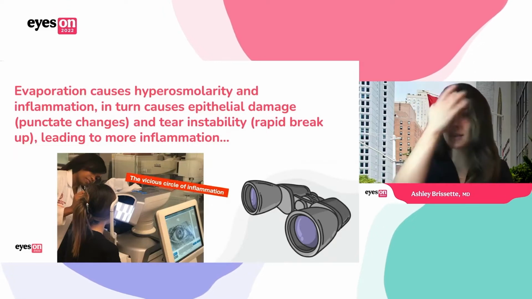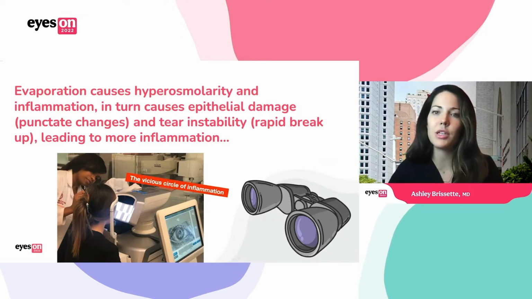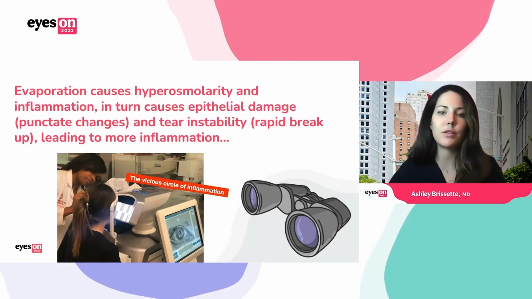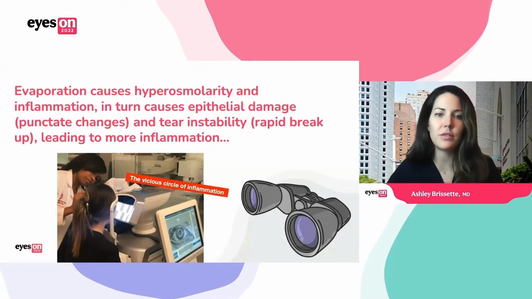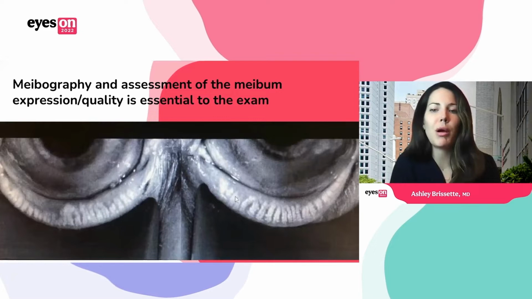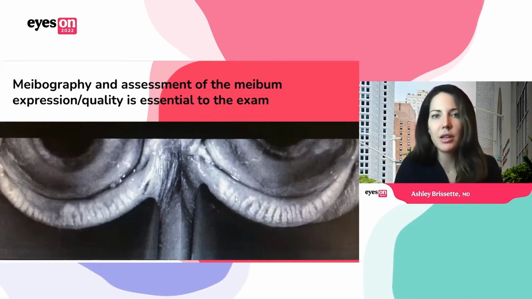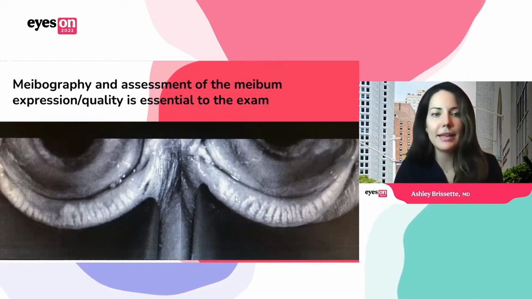And that's why when we get to the treatment part of the talk, treating that root cause of the inflammation is really vital in terms of getting patients more comfortable and also in reversing some of the ocular surface changes of dry eye disease. Meibography has become a really important part of the examination as well, an assessment of the meibum, the expression, and the quality. So this is an essential part of the exam.